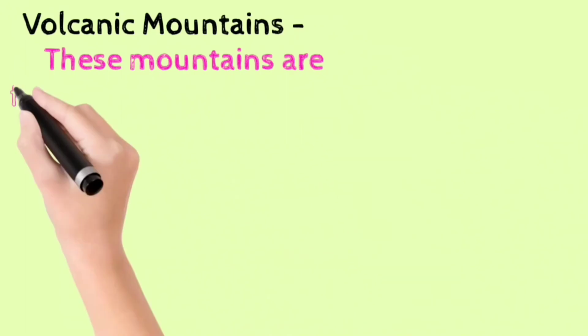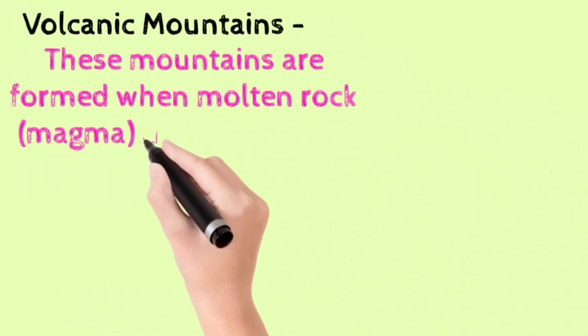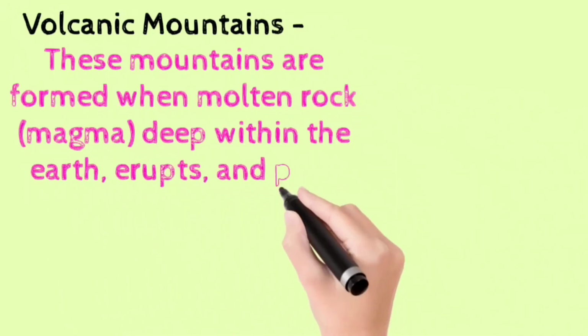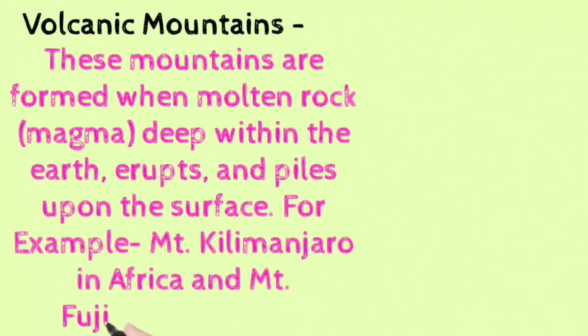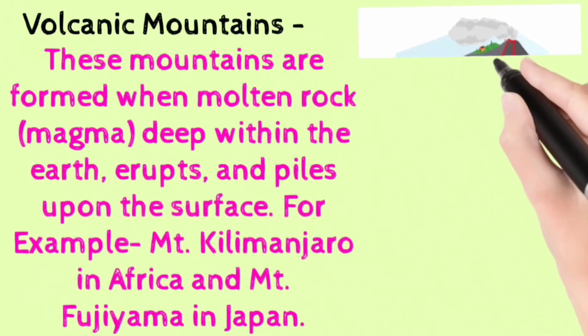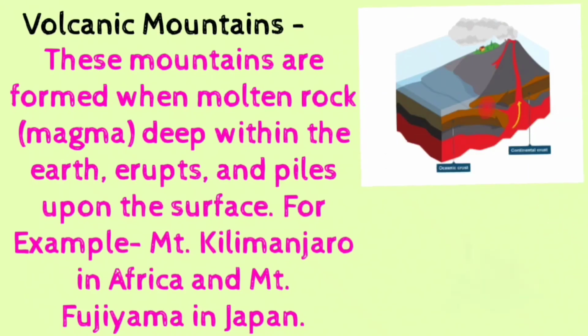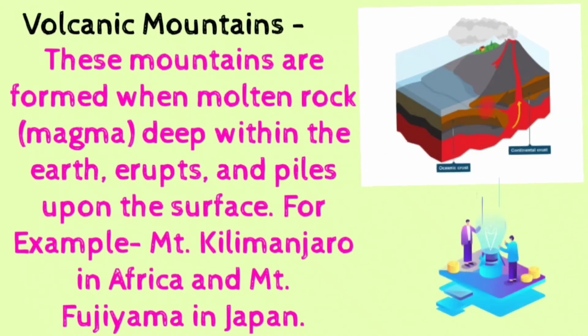Volcanic mountains. These mountains are formed when molten rock, that is magma, deep within the earth erupts and piles upon the surface. For example, Mount Kilimanjaro in Africa and Mount Fujiyama in Japan.